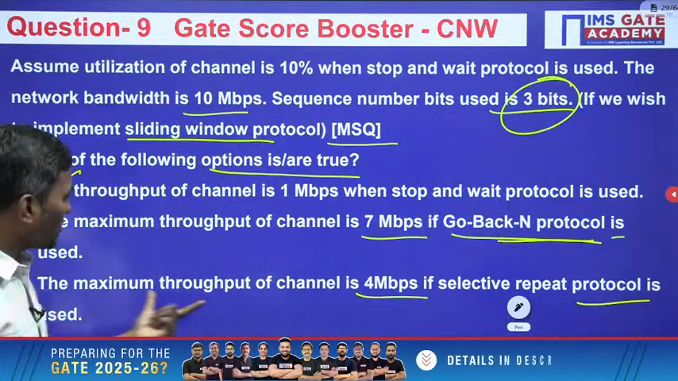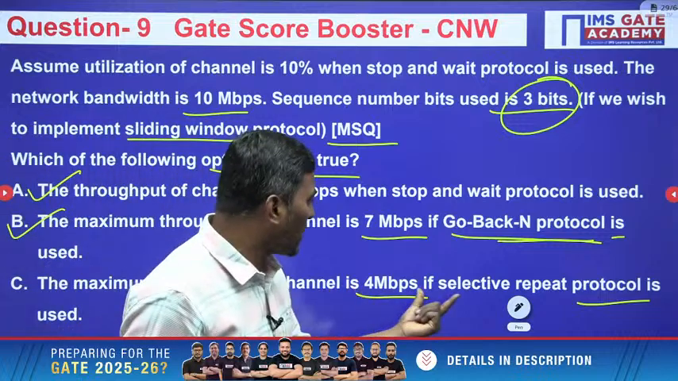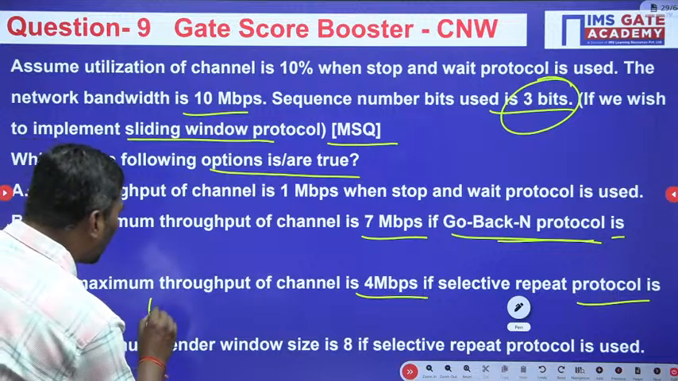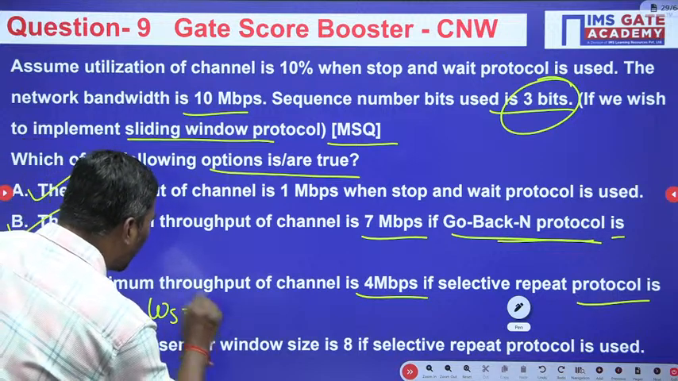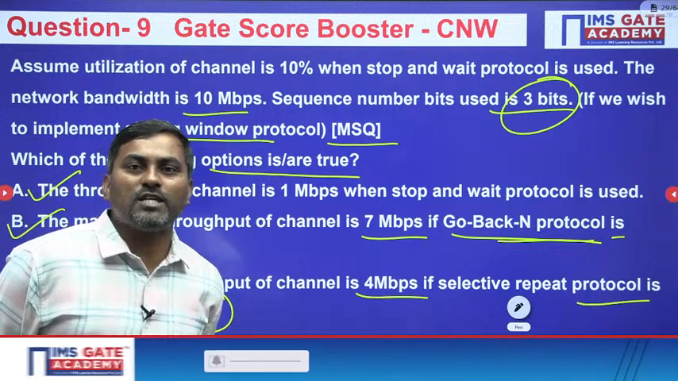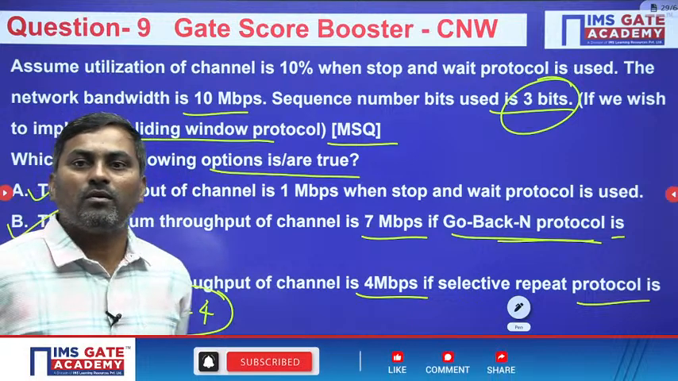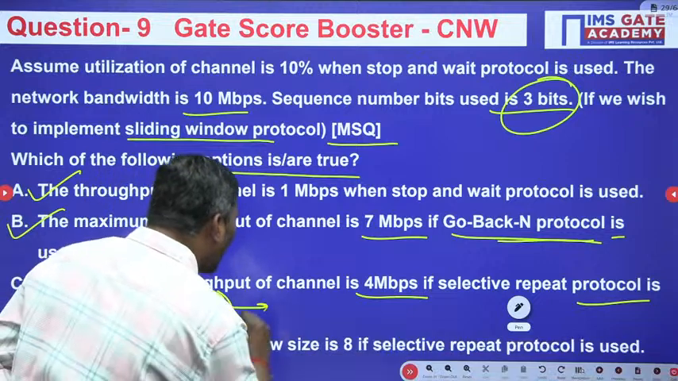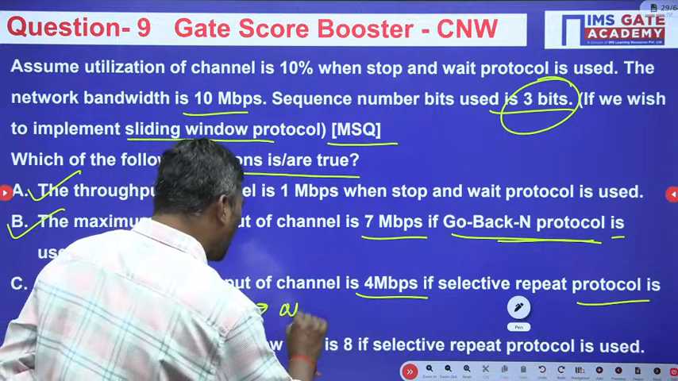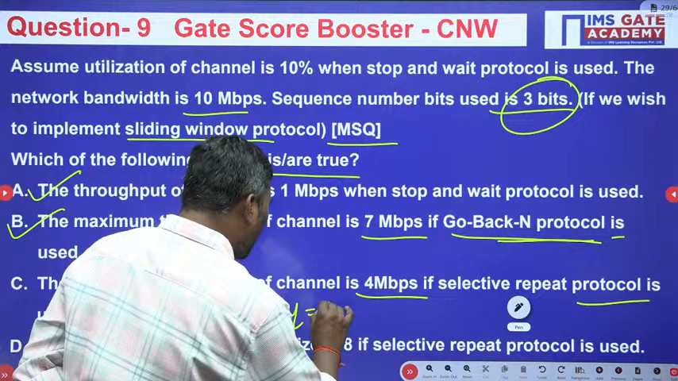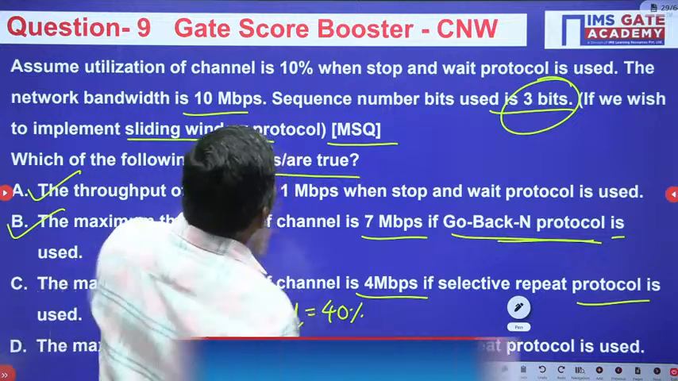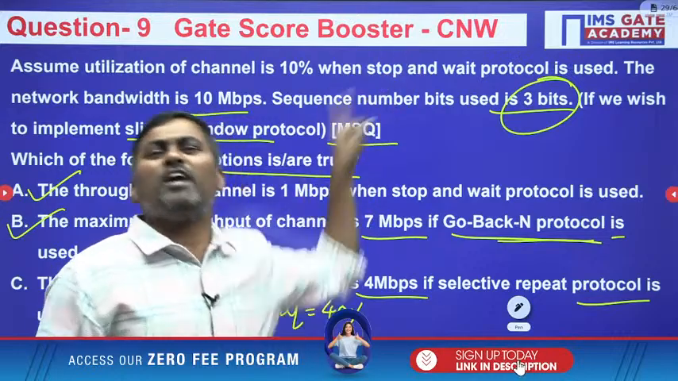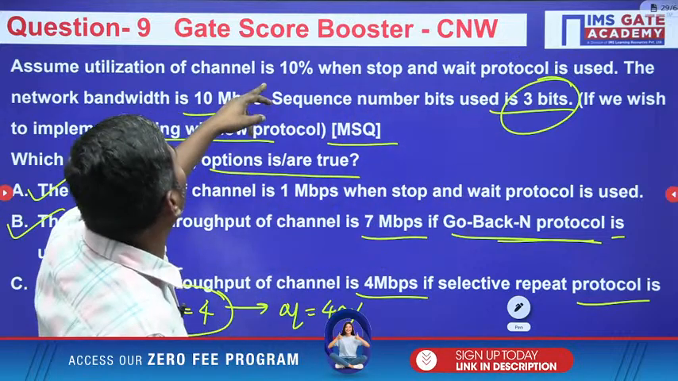What about the maximum throughput of a channel being 4 megabits per second if selective repeat protocol is used? In selective repeat protocol, the sender window size is going to be 4 only, correct or not? Now the sender window size is 4, which means the efficiency is going to be what? How much are you utilizing now? 40% only, correct or not? 1 packet is 10%, 7 packets 70%, 4 packets 40%. Clear? This is the only rule for me.